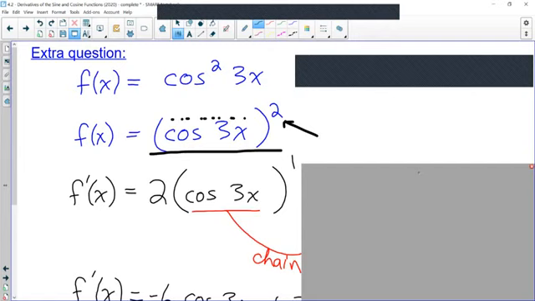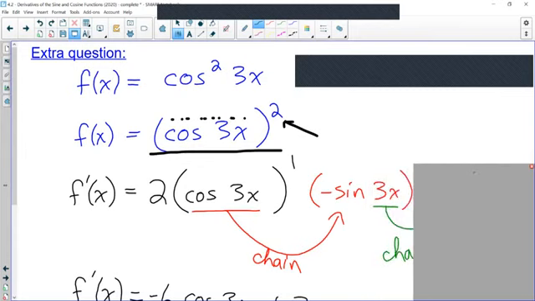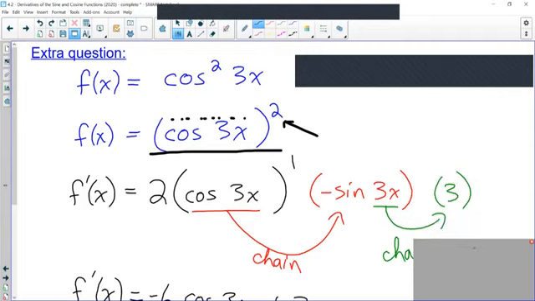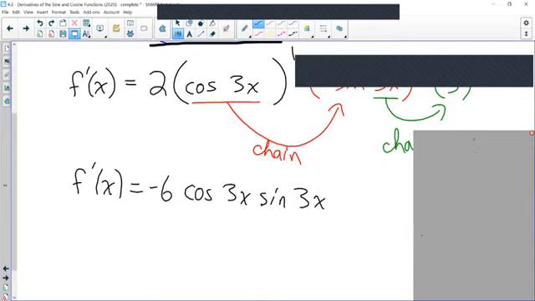Chain rule tells us don't forget to take the derivative of the base. The derivative of the base, well, we have a cosine function. The derivative of cosine is negative sine, and we must maintain the same angle. Chain rule also warns us that we must take the derivative of the angle. The derivative of 3x gives us 3. So the final simplified derivative is negative 6 cos 3x sine 3x.